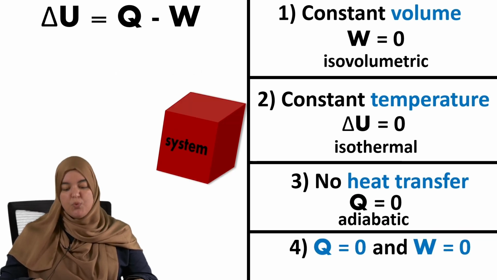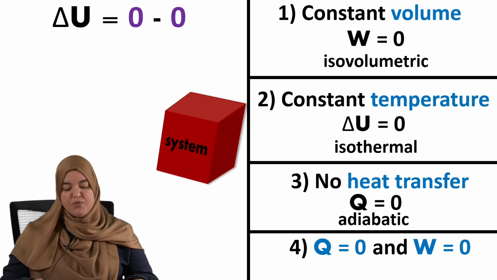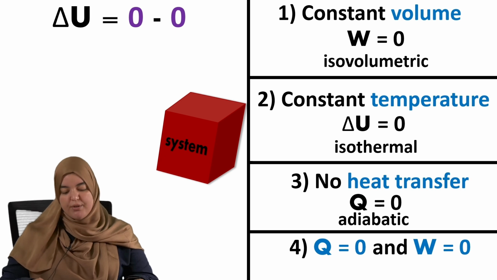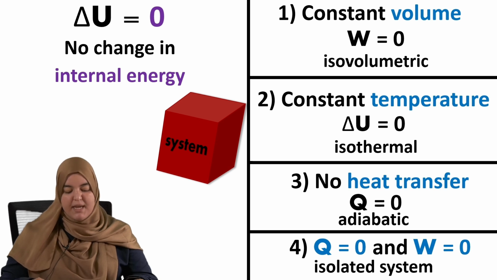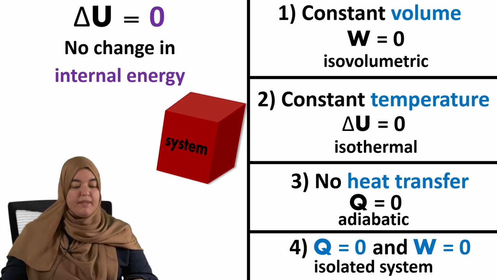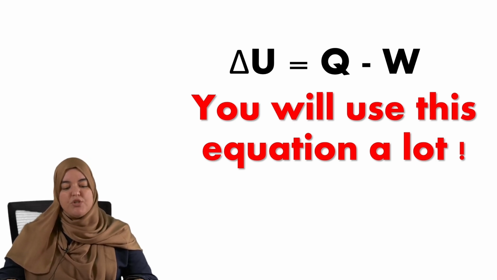And if Q and W are both zero, meaning there is no heat transfer and no work done, there can be no change in internal energy, and this must be an isolated system. Hopefully, these scenarios make some intuitive sense, because we will frequently use this equation for calculations.